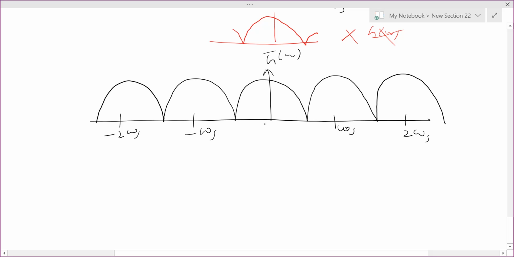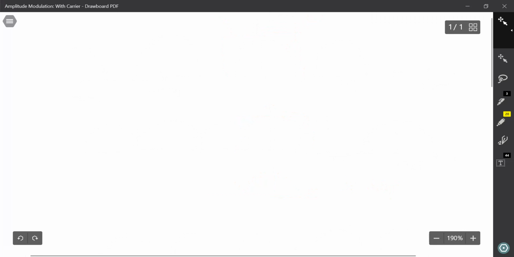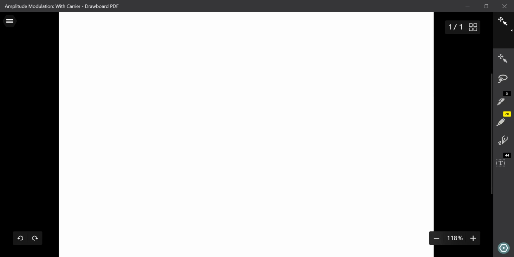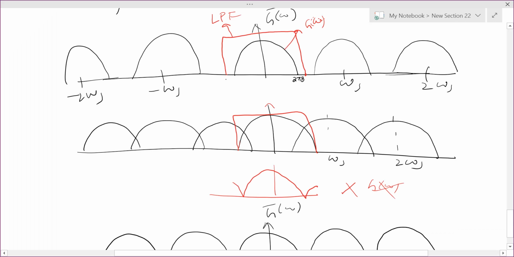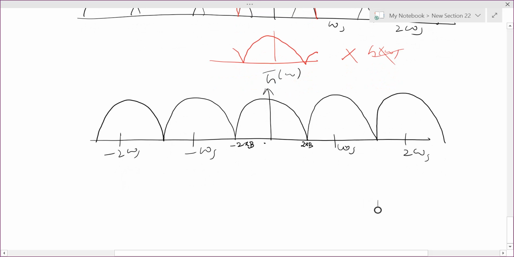See, all of you know that this point is 2 pi b, this is minus 2 pi b. And this total is 4 pi b. Similarly, this length is also 4 pi b. Now look at this tight scenario. So how much is this length? This is 2 pi b plus 2 pi b, this is also 4 pi b.